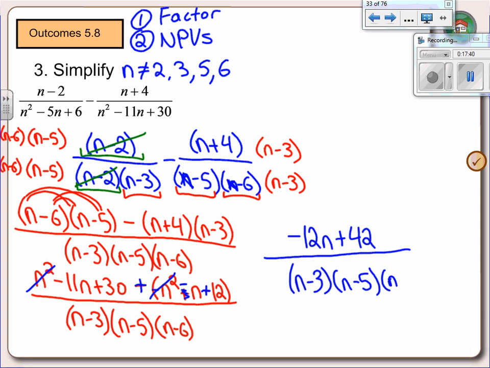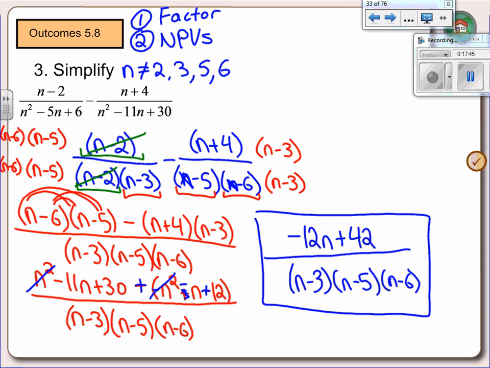So just a quick review. First step is always factor. Second step is always NPVs. Third step is find a common denominator. Fourth step is combine them. And your last step is to multiply them together and collect like terms on the top, which we've done.